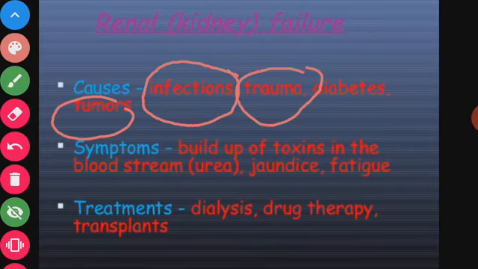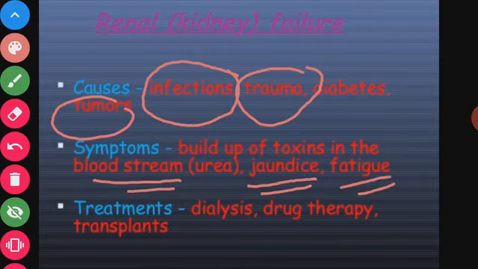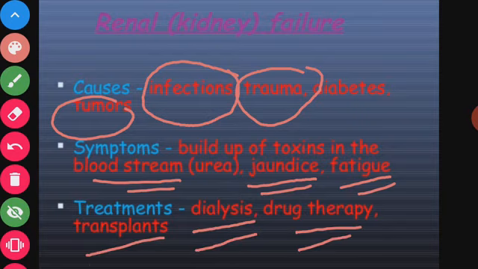What are the symptoms? Build up of toxins in the bloodstream, when the concentration of toxins in the blood increases, or jaundice. That is one of the symptoms when kidney failure takes place. Fatigue is another symptom. What are the treatments for renal failure or kidney failure? One is dialysis, second is drug therapy, third is transplant.